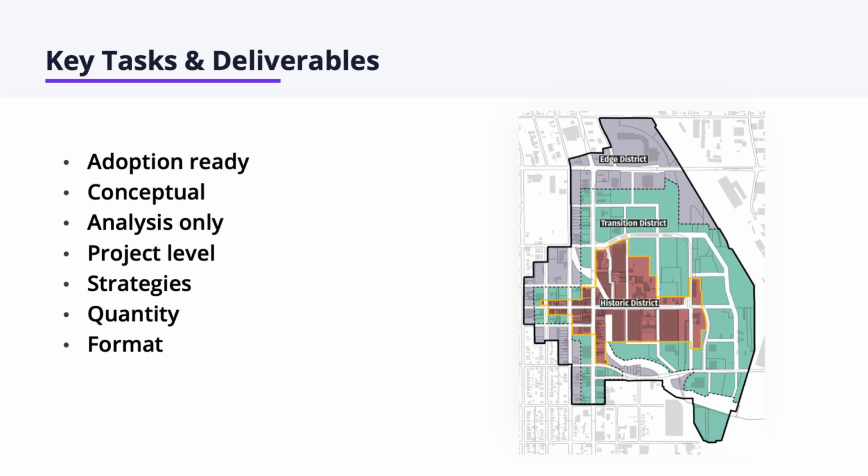Is it going to be project level to where we can actually get some scoped projects, which is another course that I'll be talking about, scoping projects? Is it going to be strategies that you just want out of this? And that kind of gets into, is it conceptual? Is it pretty pictures? Or does it get into more detailed strategies? There's a whole spectrum of detail you can get as far as your deliverables and your outcomes. But 2 things I can tell you you're always going to want is your quantity.